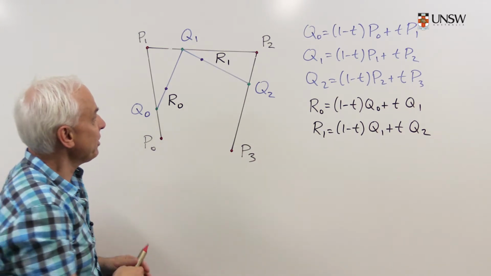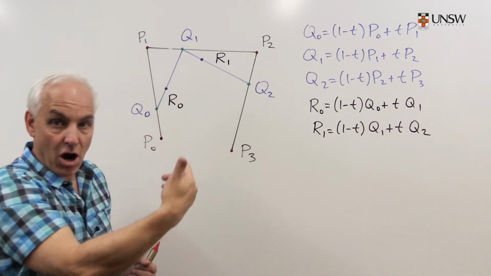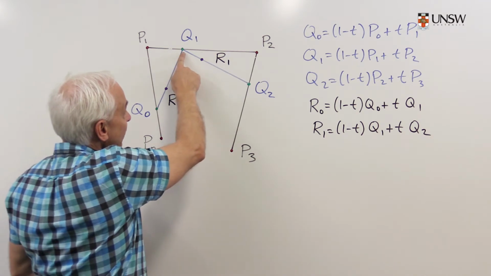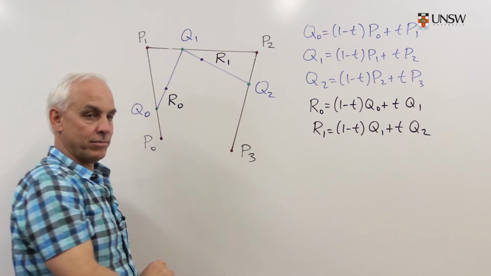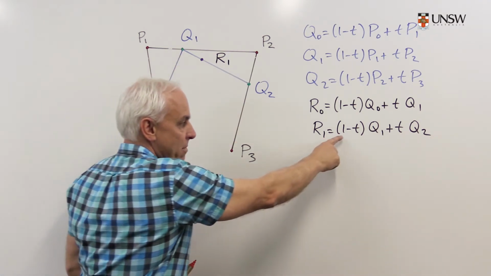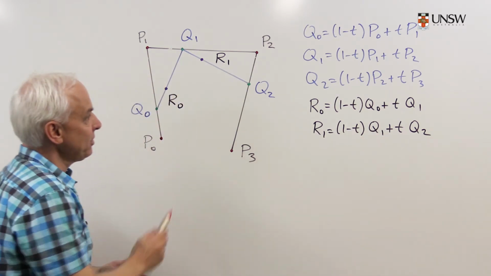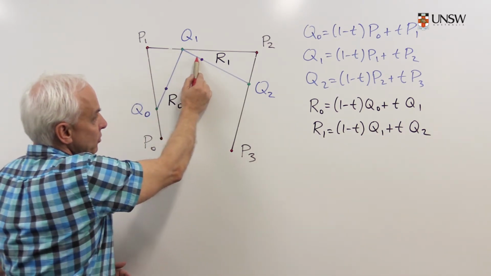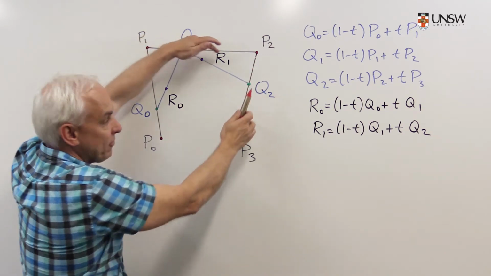But now, for symmetry, we also need to introduce a second R point, one that's on the segment from Q1 to Q2. So there's (1 minus T)Q1 plus TQ2. That's the point R1, which is moving on this segment as it's moving.